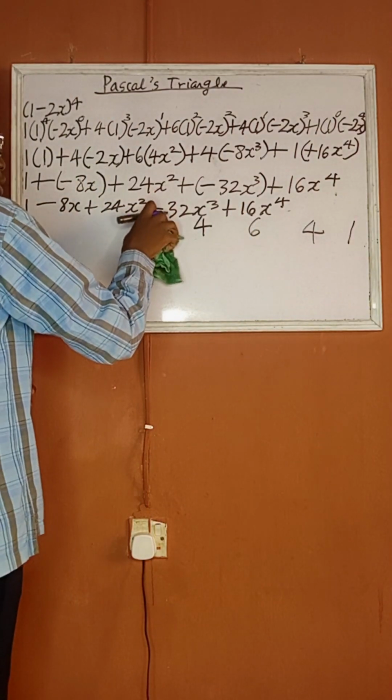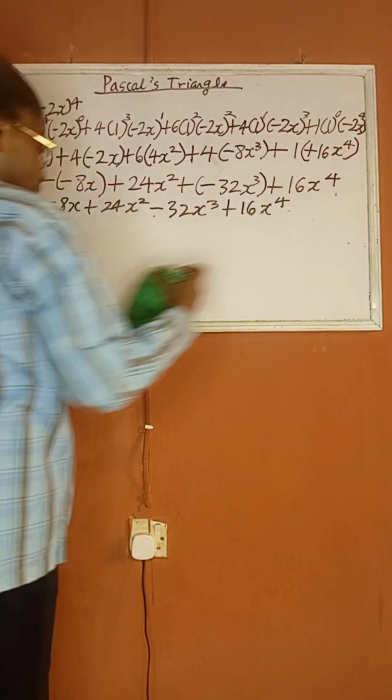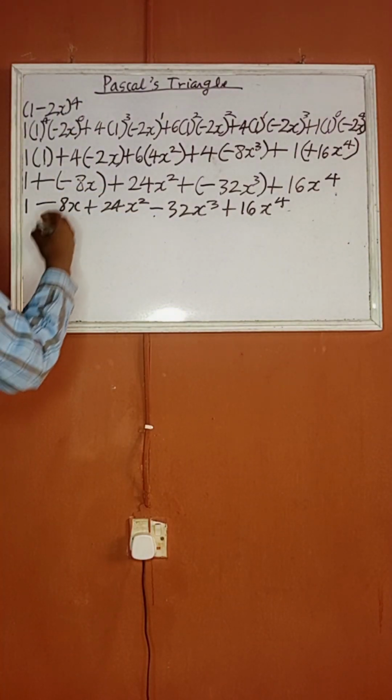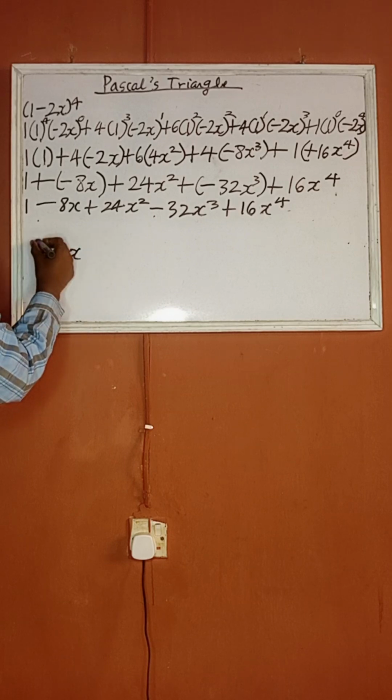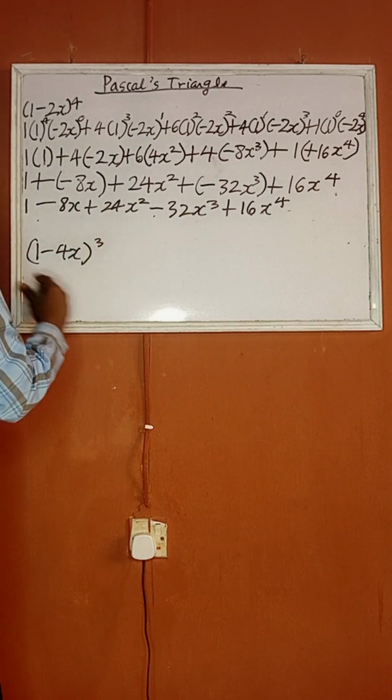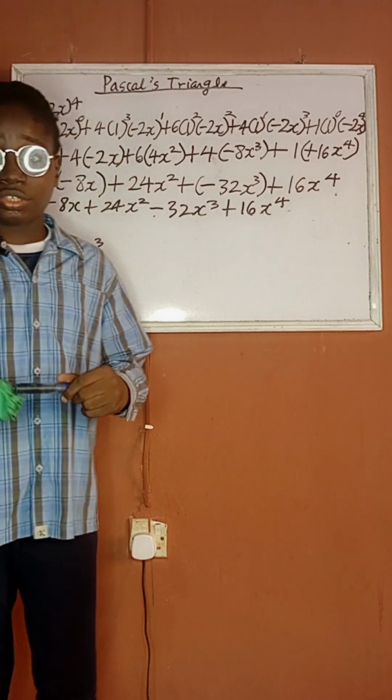So I hope you understood all what I just did, and I want you guys to try your hands on this question. That's (1 - 4x) all raised to the power of 3. Try your hands on that. I'm sure you know how it goes. So I hope you understood everything that I just told you about.